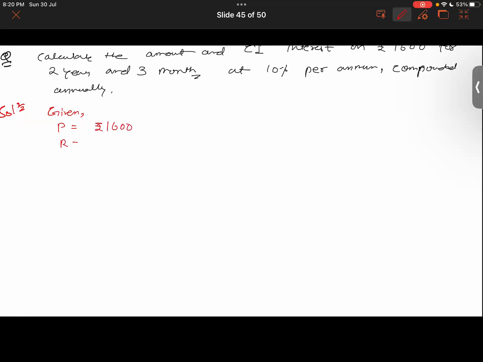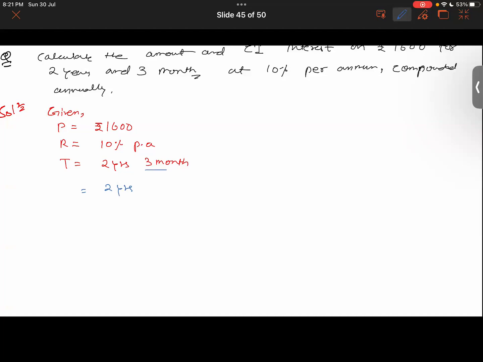What is the rate percent compounded annually? 10% per annum, right? Okay, and the time period given here is 2 years and 3 months. Yes, sir, 2 years and 3 months. Okay, now we need to make some adjustments for this time period. So for 2 years and 3 months, 2 years we will write as it is.